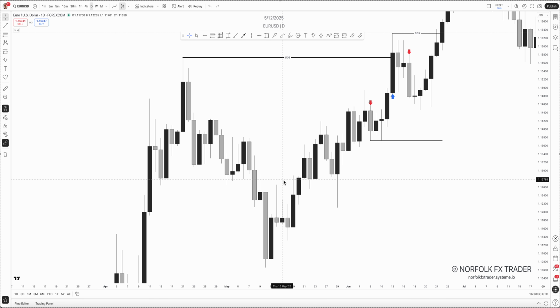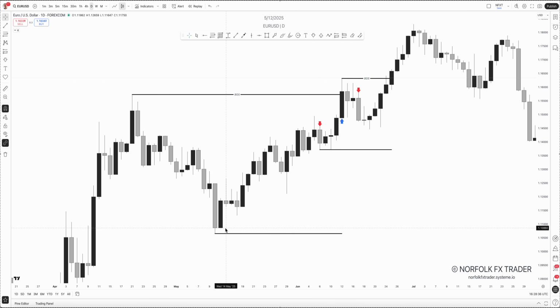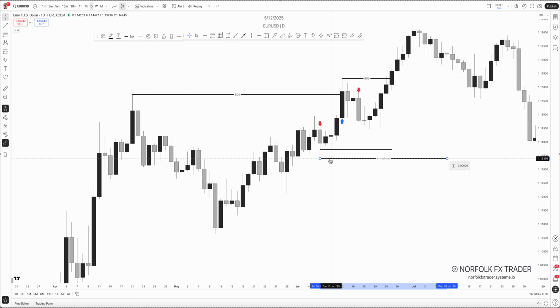We don't mark off a low all the way down here using this strategy. It's not the way we look at mapping our charts. We don't mark this one. We don't mark this low, this low. This is the low that we mark. So this is our current trading range.